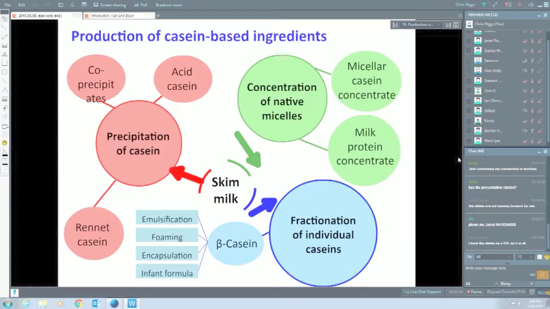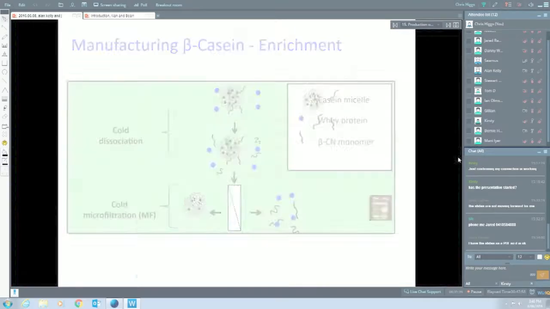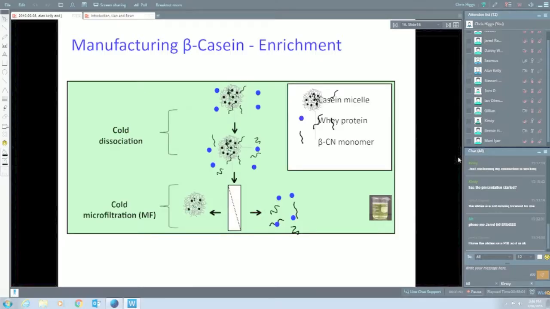So our work was focused on, as I say, membrane-based fractionation of the individual caseins, exploiting differences in the association of the proteins based on temperature. And that means, in practice, for enriching beta casein, taking skim milk and cooling it to typically between 4 and 8 degrees Celsius. And under those conditions, quite a bit of the beta casein dissociates from the micelles.